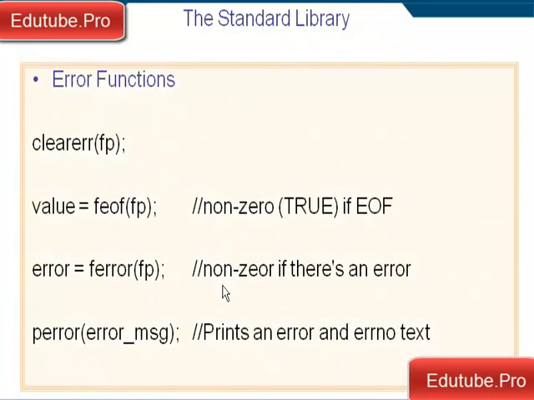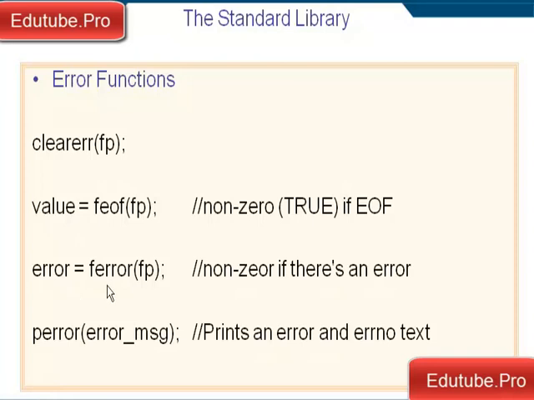Here's the error functions, and we have clearerr on a file pointer. We'll clear the last ferror after we've taken care of the problem. Here we can get a test of end of file, feof. If we have hit the end of file on the file pointer, this will return non-zero or true. If we are not yet at end of file, that will be false. So we can say if feof of a file pointer.